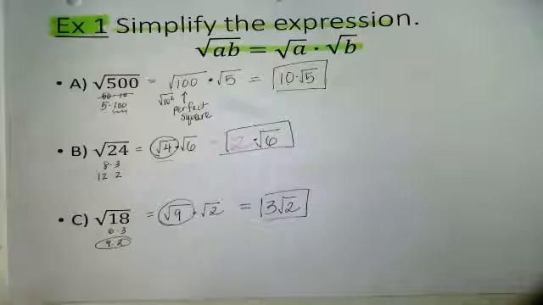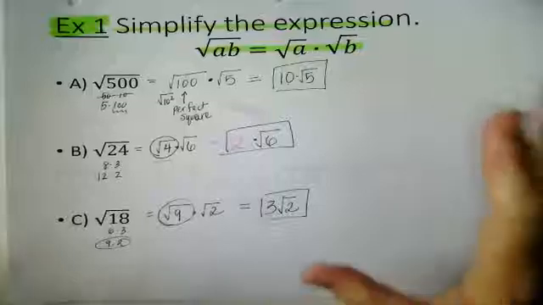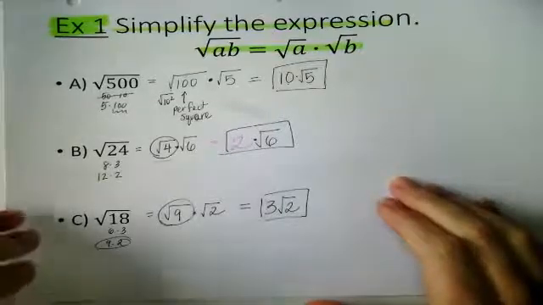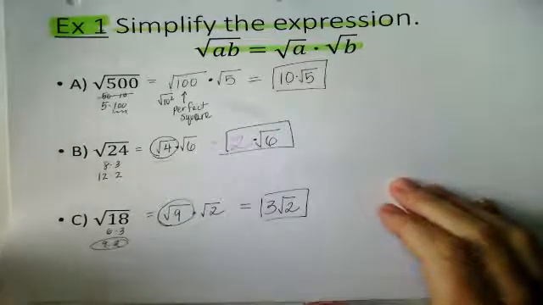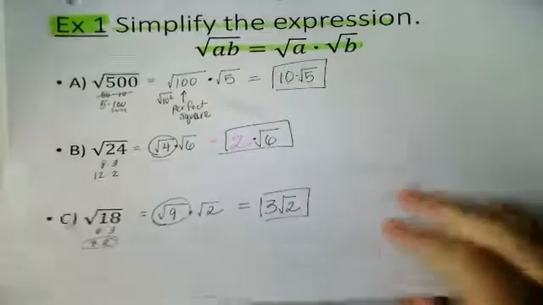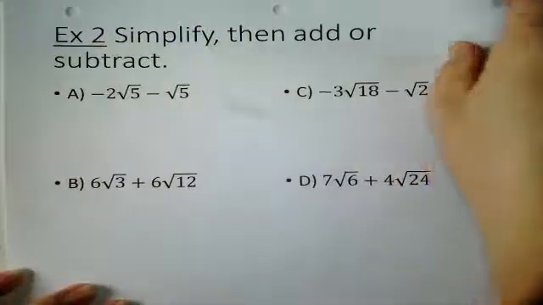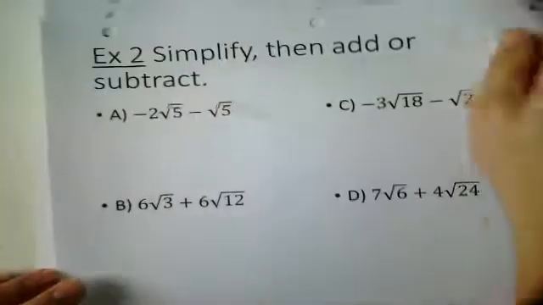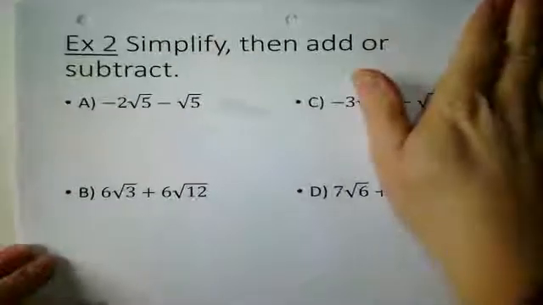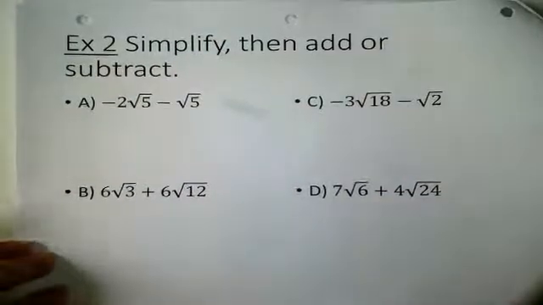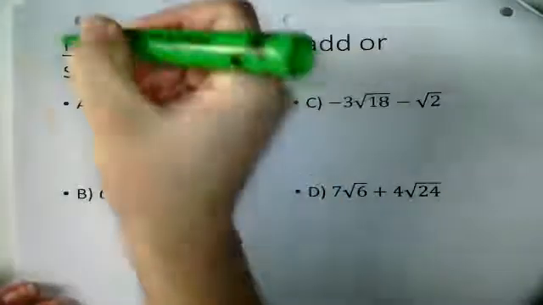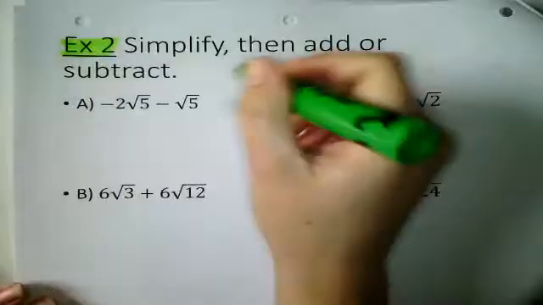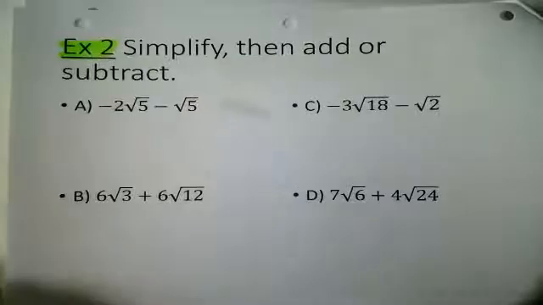Okay, so that is the basics of simplifying radicals. This is stuff you absolutely should have done in Algebra 1. My problem is I don't actually know if you did it. So hopefully you did. We're going to do some more, but we're going to combine it with some other stuff. So here we have example 2. We are simplifying first, and then adding or subtracting like radicals.